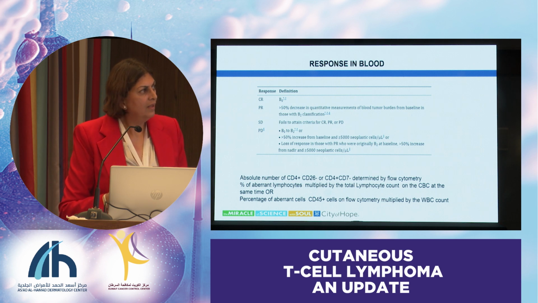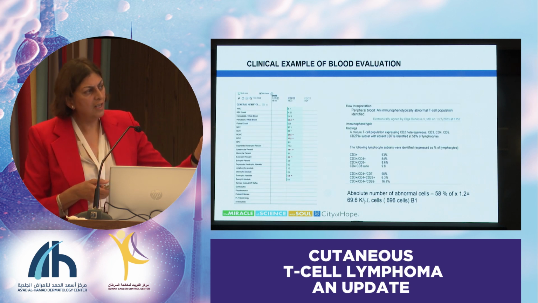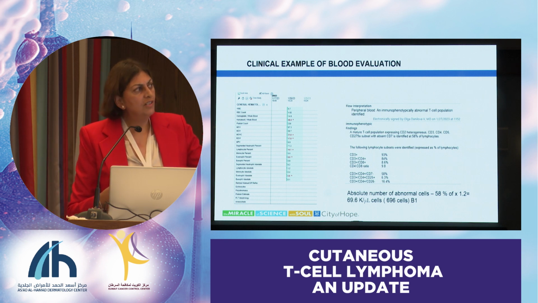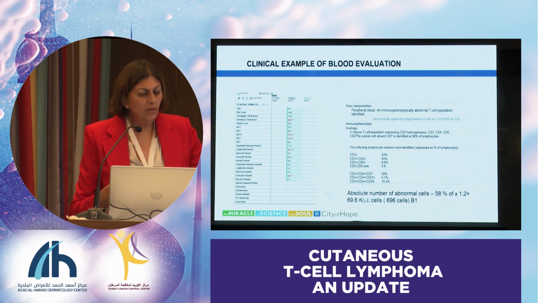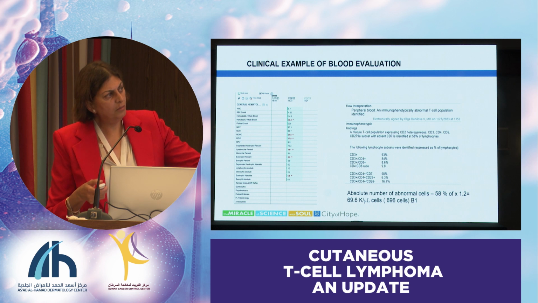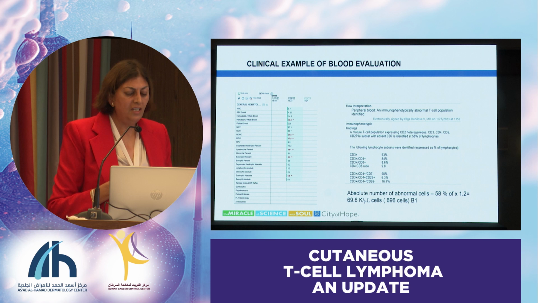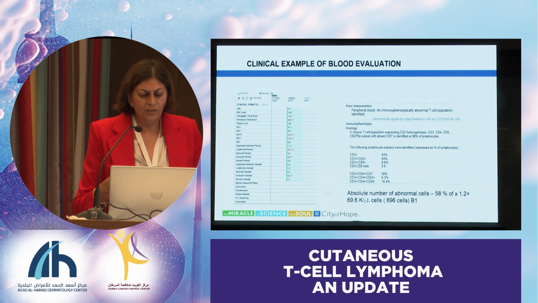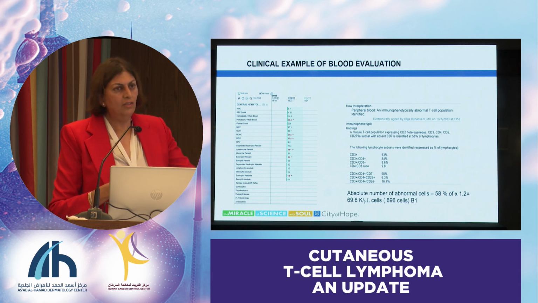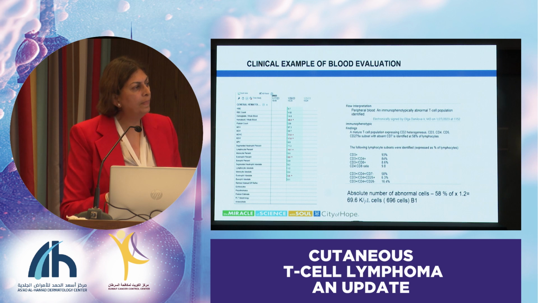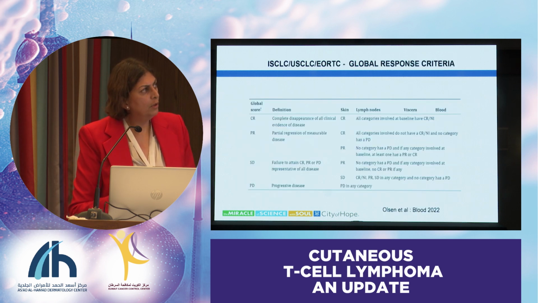absolute number. Here I've shown a clinical example of how I actually calculated the absolute number for one of my patients. I got the CBC that day and a flow cytometry, and the abnormal cells were 58%. Out of 1.2 total lymphocyte count, we came to 696 cells, so this was a B1 patient. Then you can follow that serially to see what's happening to the blood compartment.